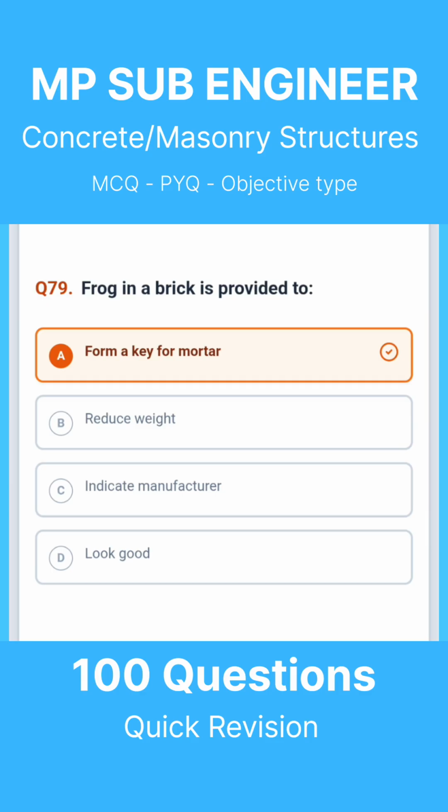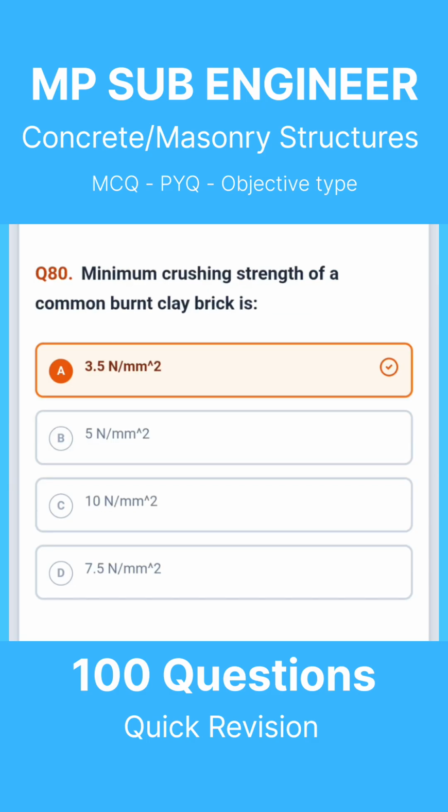Question 79. Frog in a brick is provided to. The correct answer is form a key for mortar. Question 80. Minimum crushing strength of a common burnt clay brick is. The correct answer is 3.5 N/mm².